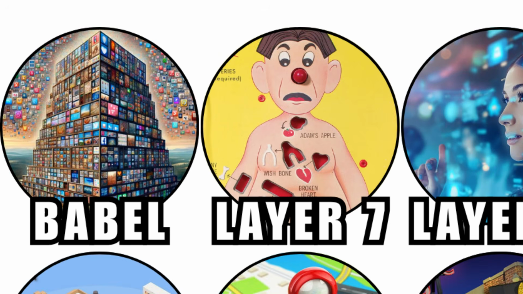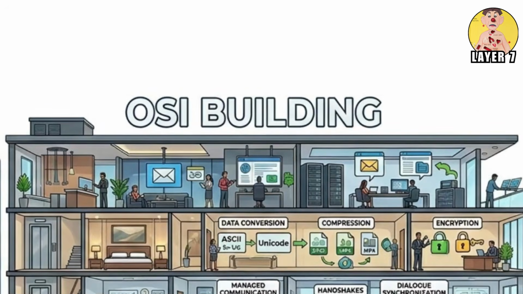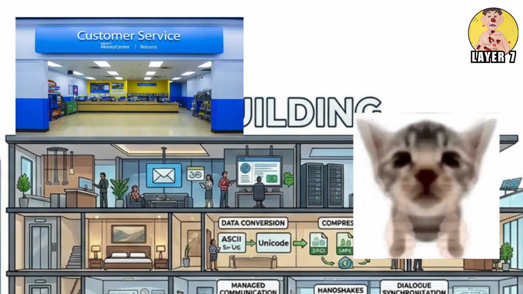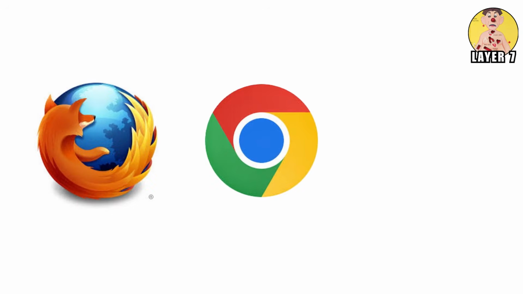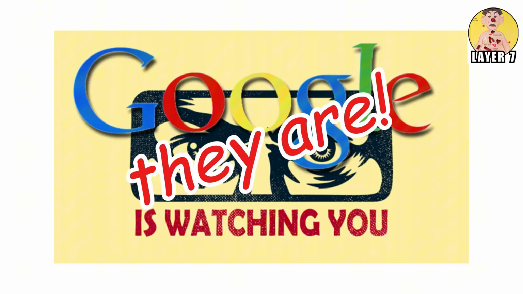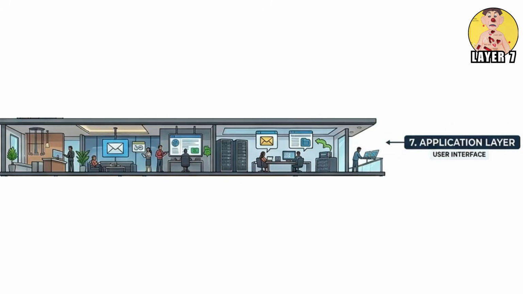Layer 7. The application layer. The face of the operation. We start at the top. Layer 7. This is the only part of the networking world that actually likes you. It's the customer service desk. When you open Chrome, Firefox, or that one obscure browser for people who think Google is watching their thoughts, you're interacting with the application layer.